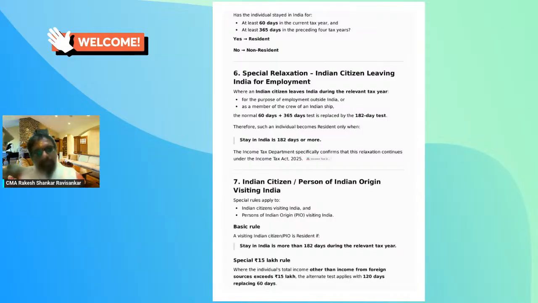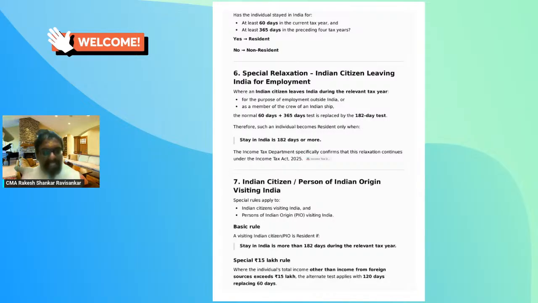Now, a person has stayed in India for 60 days. He left India for the purpose of employment. Here the word employment we'll have to consider with what is stated in the act. It says for the purpose of employment. So whenever a person is leaving India for the purpose of employment, that 60 days test is replaced by 182 days test.